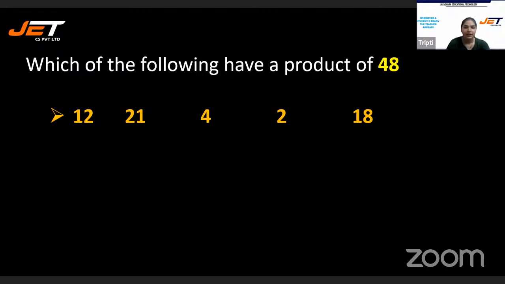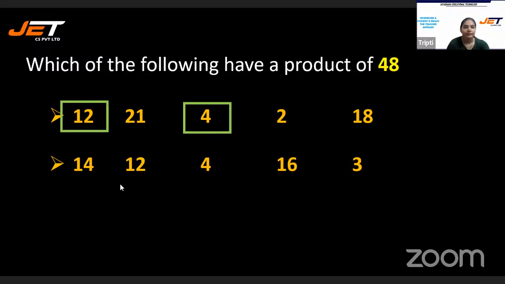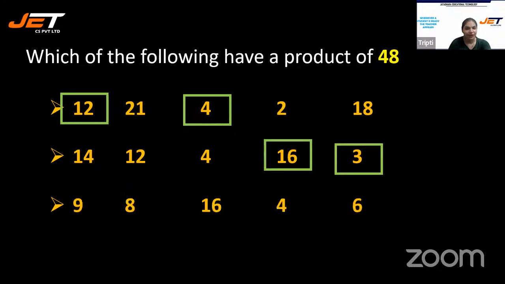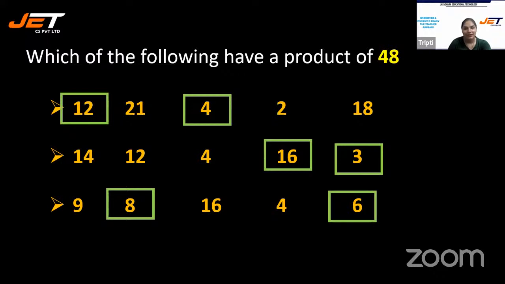So I hope it's done. Over here, the answer for you is 12 times 4, 48. Next one. Come on, everyone. Let's be quick. So here it's 16 times 3. Next one. So 8 times 6 is 48.